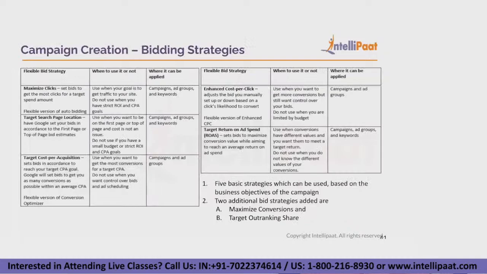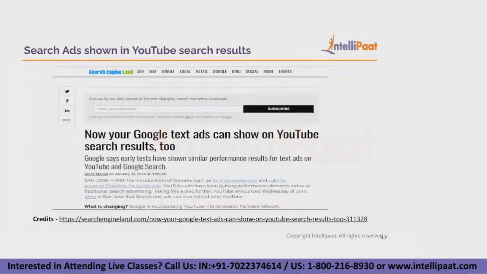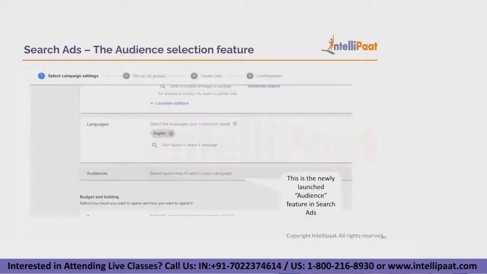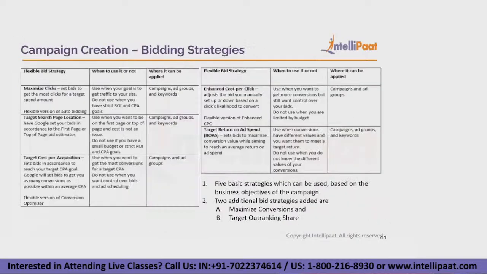So if you remember, when I discussed this segment, we started by saying that campaigns should have a goal type, a bidding strategy, targeting, budgets, etc. Right? Bidding strategy is what we're going to discuss next. So for bidding strategy, these are the 5 basic ones. And again, do not try to byheart this bidding strategy. This is just for your information.